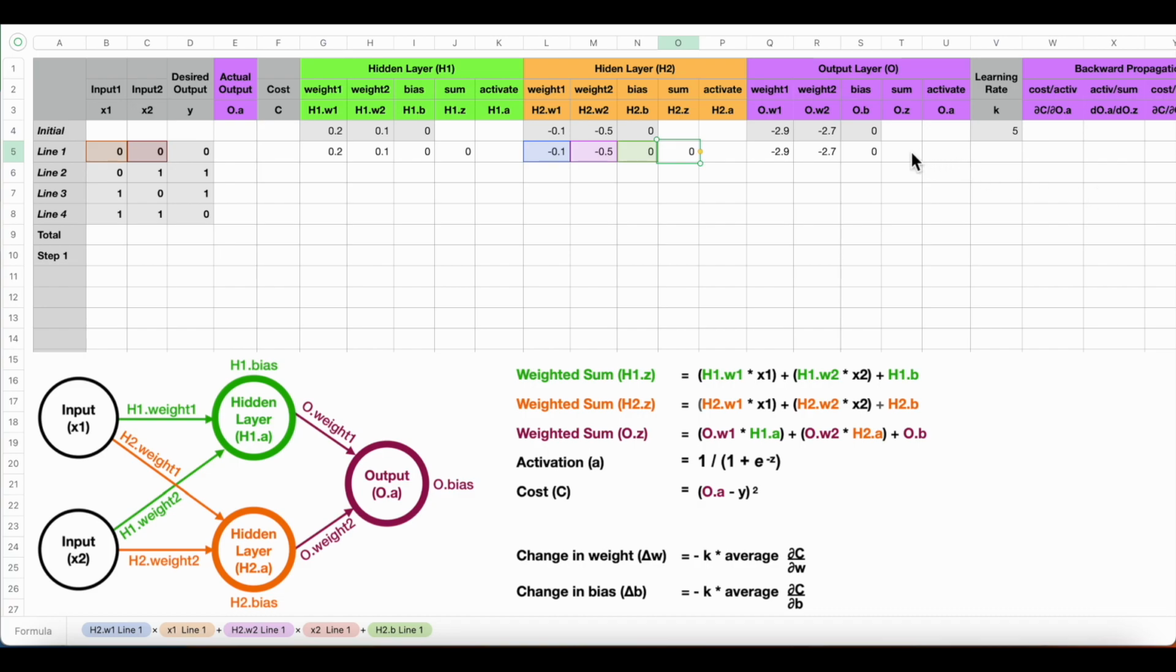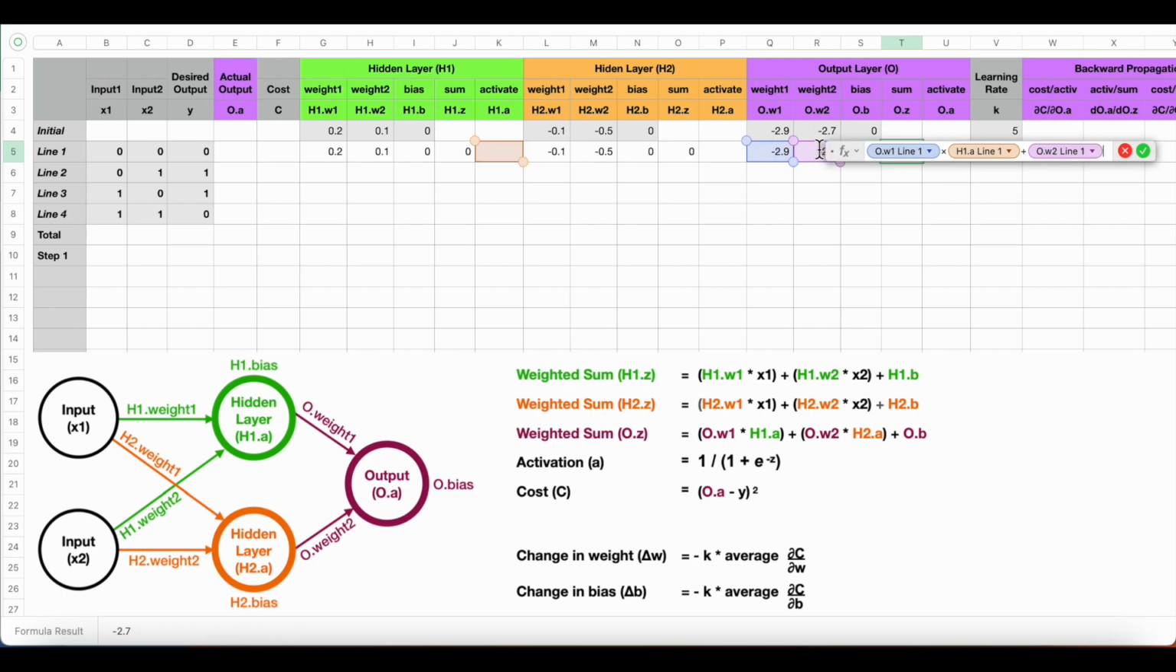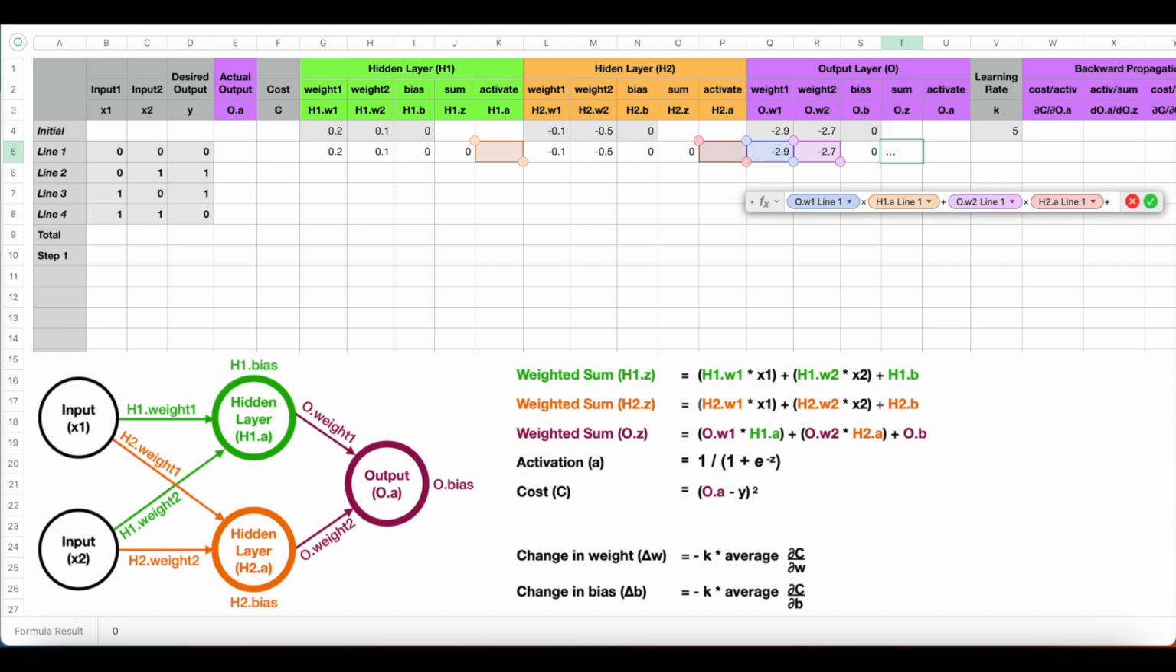In the case of the weighted sum for the output, we're going to use the H1 and H2 activations. So that formula is output weight 1 times the H1 activation plus output weight 2 times the H2 activation plus the output bias.